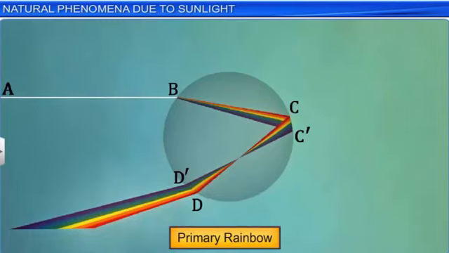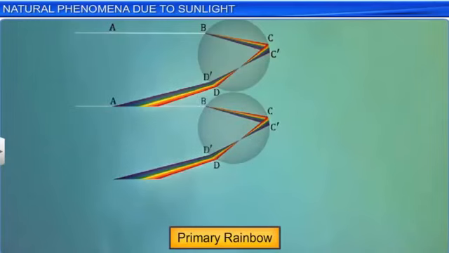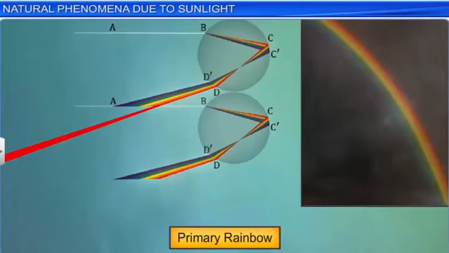Now consider another water drop just below the one considered earlier. The sunlight that enters this drop also propagates in an identical way. An observer viewing a primary rainbow receives red light from the drop at the top and violet light from the drop at the bottom, and other colors from other drops located between them. This is the reason why the primary rainbow is always formed with red color at its top and violet color at its bottom.